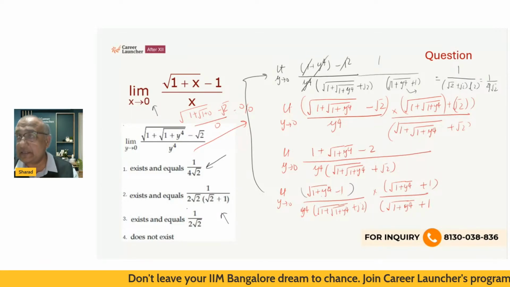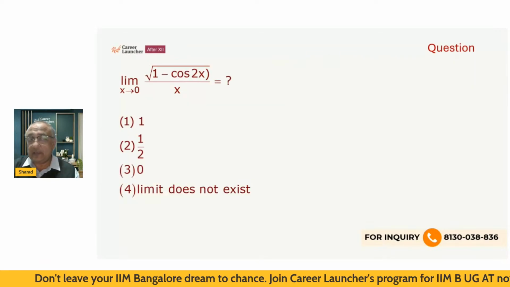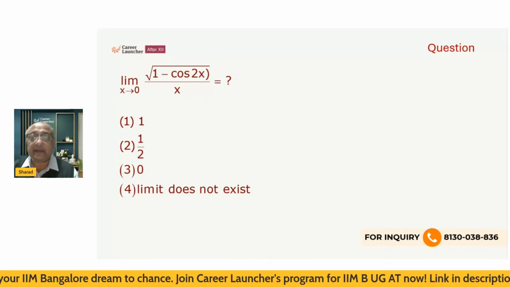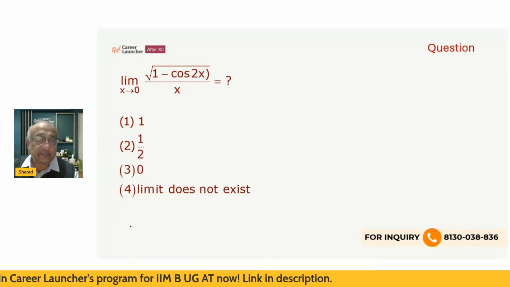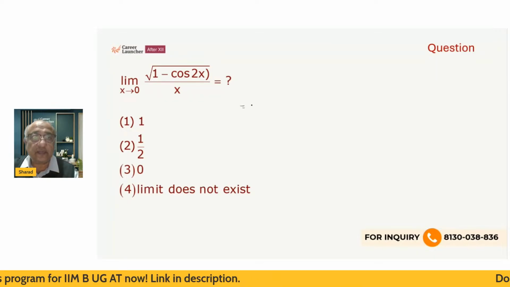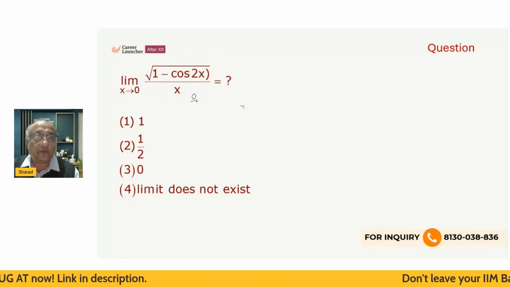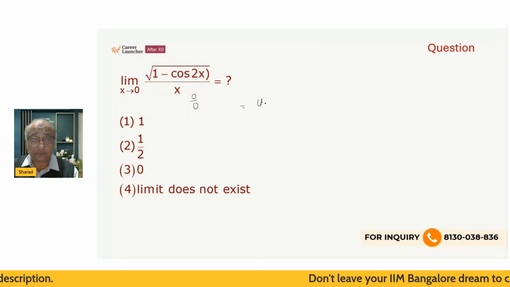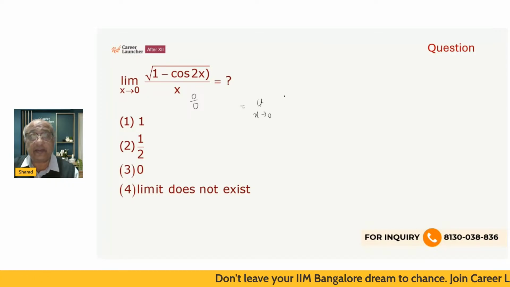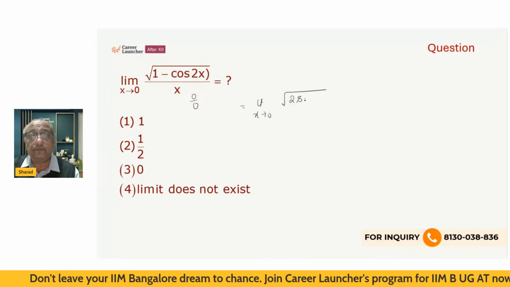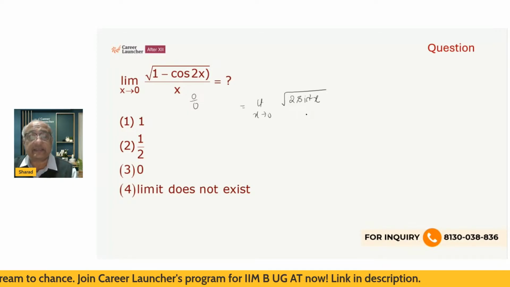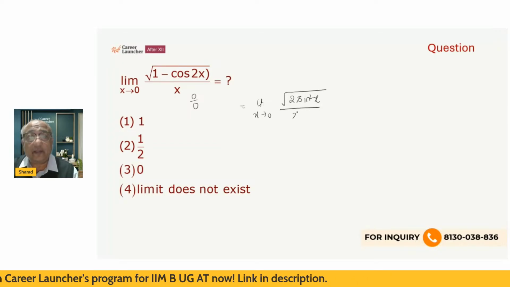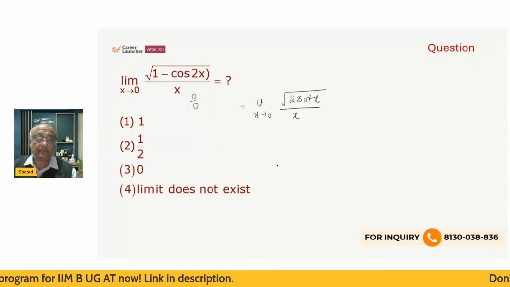Next concept in this. Sometimes you will get a question like this, which is a trap question. Let me help you with this trap question. If I solve it, it is a 0 by 0 form first of all. If I solve it, I will write under root 1 minus cos 2x is nothing but 2 sine square x upon x. Correct.